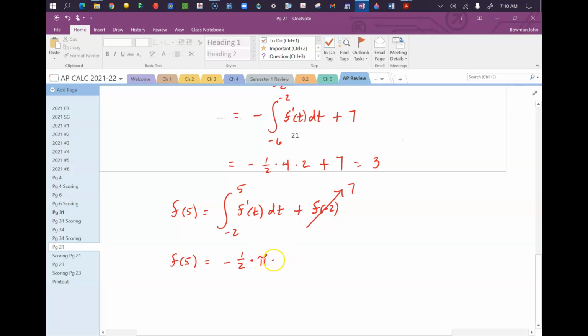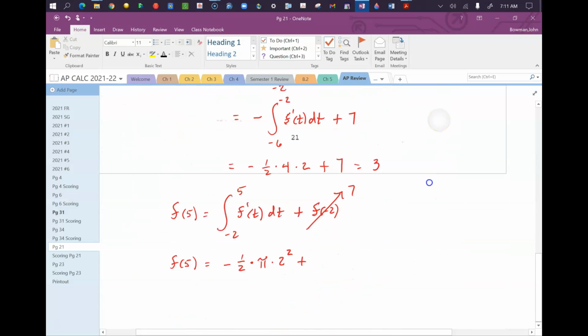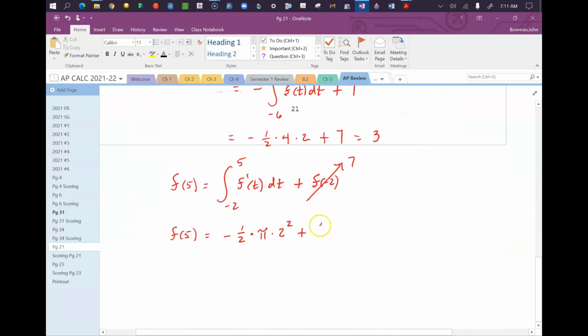So -1/2 pi times the radius squared plus another triangle above the x-axis. And you can verify that it is a base of 3 and a height of 2 plus 7. And if you simplify that, you get -2 pi plus 10.